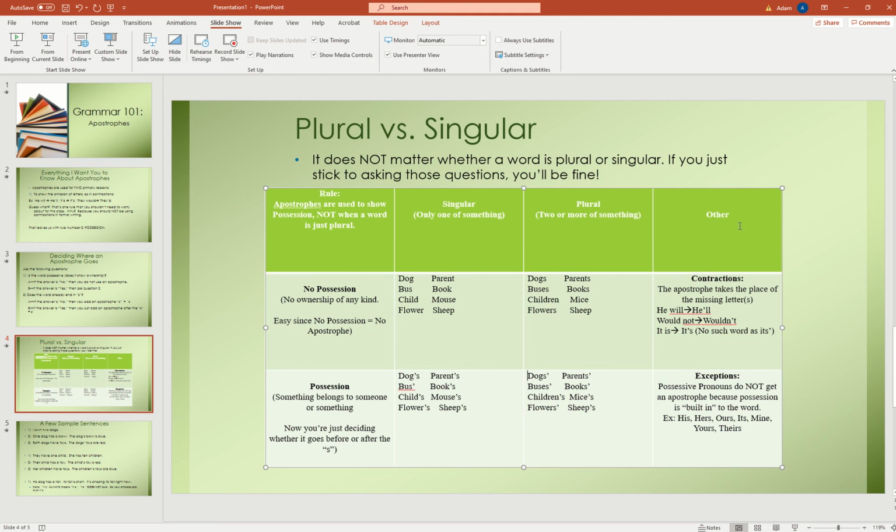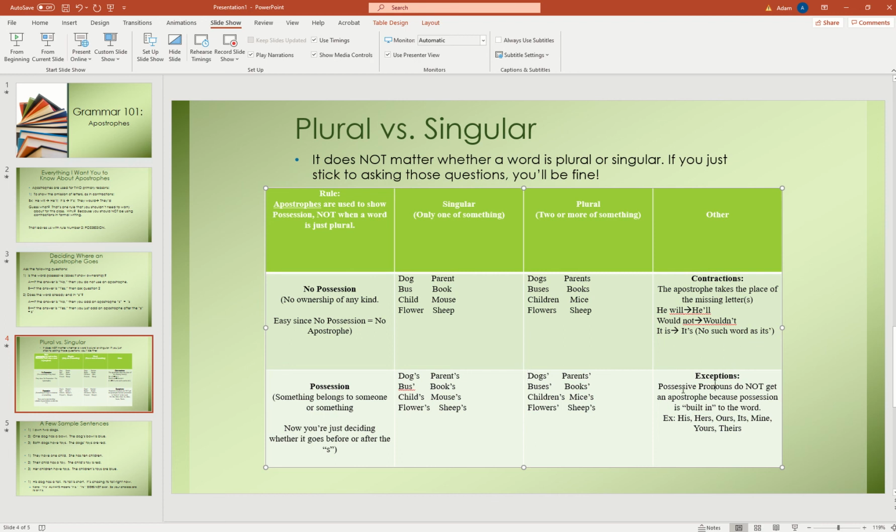And then over here, just a little other. So we already went over contractions. Contractions are exceptions to the rule. The most common one that students or people mess up is its, because there is a possessive form of its, like the dog chased its tail.